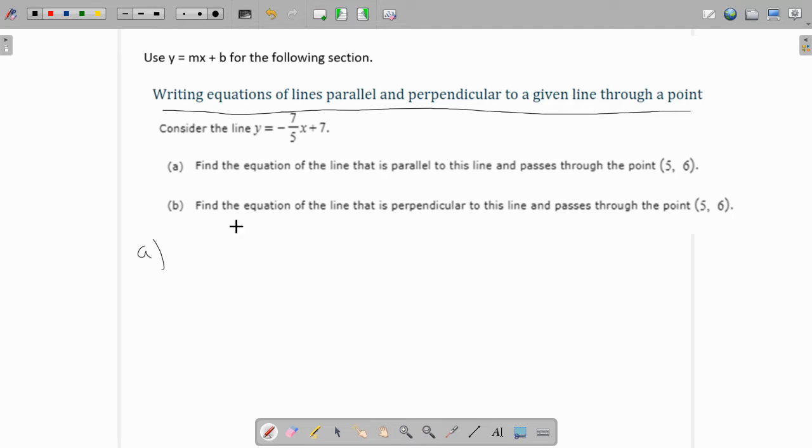So for a, the key is we have parallel. So we know the slope is the same. So m equals negative 7 over 5. And your point is 5, 6. So what I would do is just plug into y equals mx plus b and use that. We solve for b.